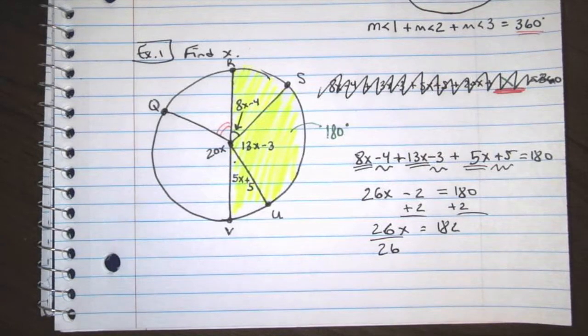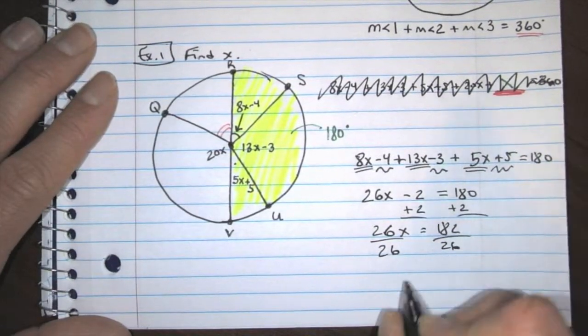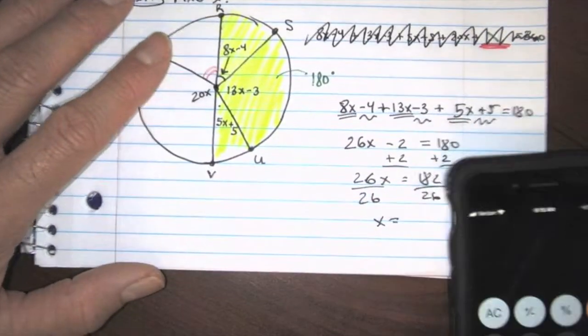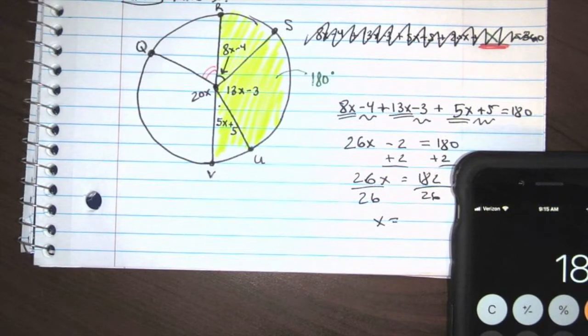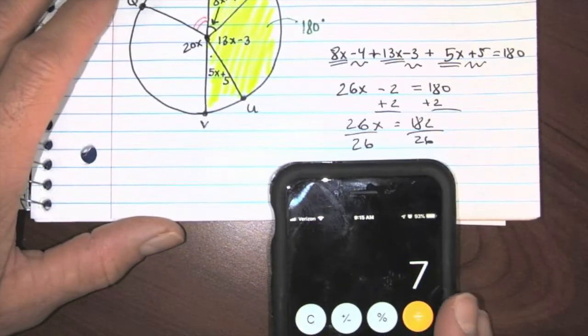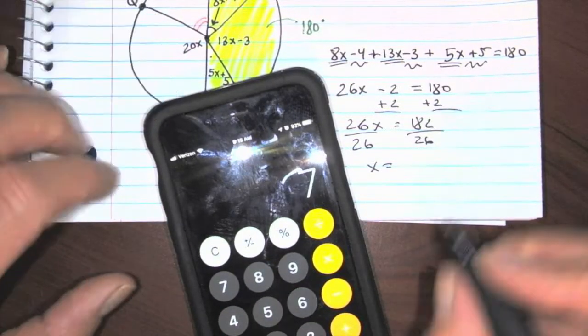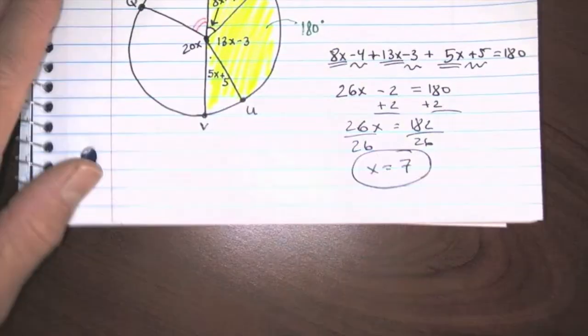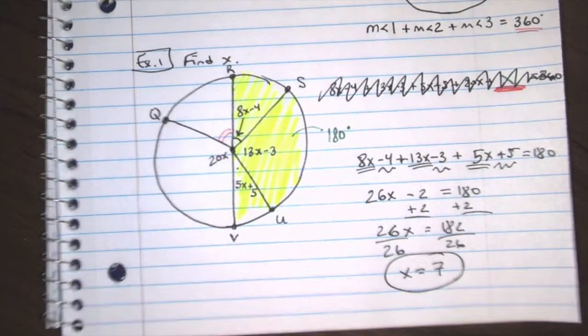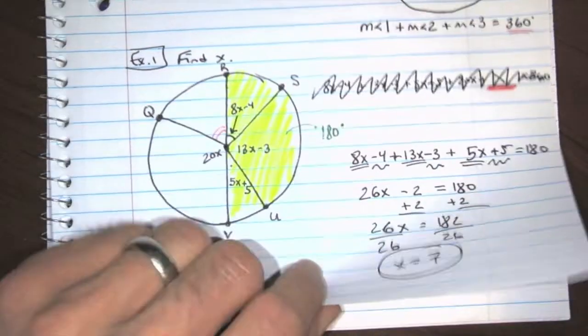I'm getting my calculator ready, folks. X equals, come on, give me a nice number. It goes in evenly, right? 182 divided by 26 is 7. All right. Not bad. Go ahead and flip the page, or go to the next question.